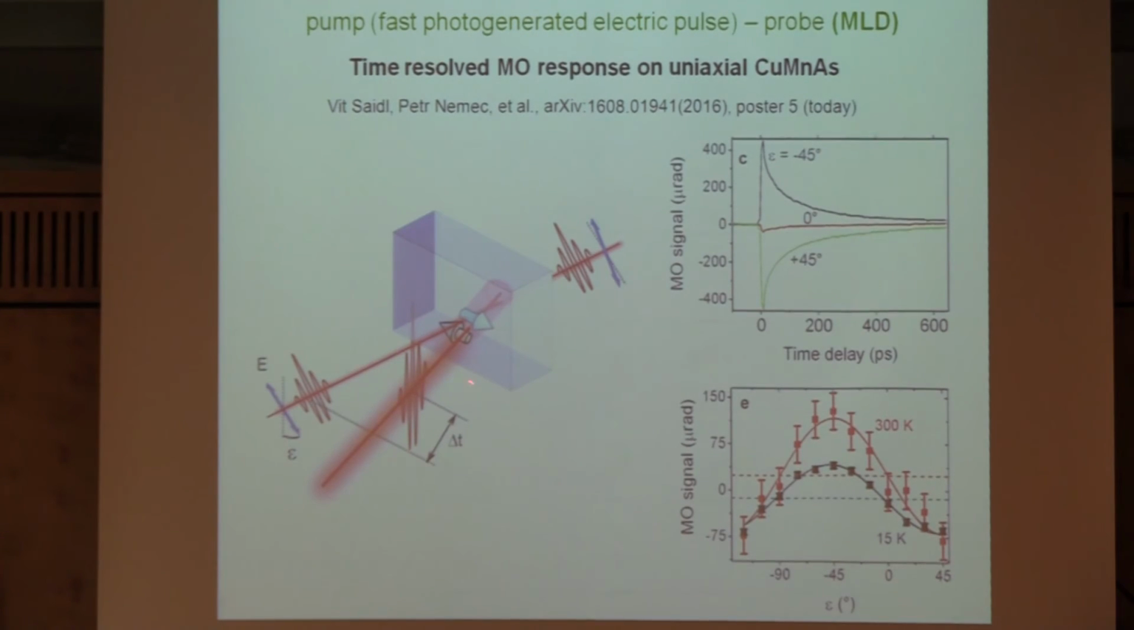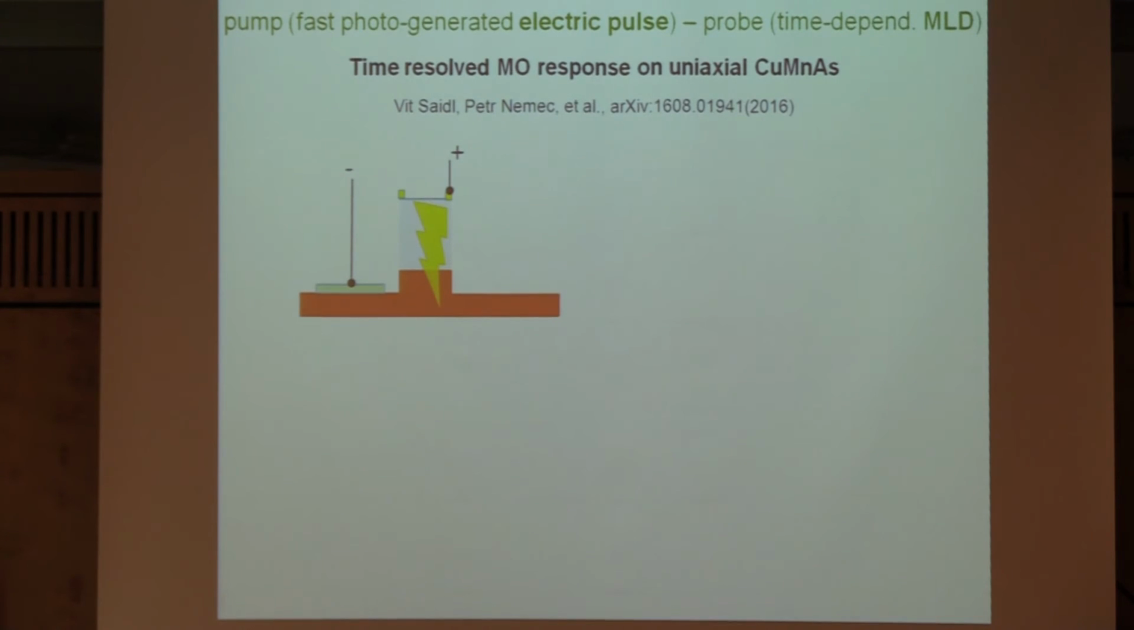The detection could also be done optically, so one can think about pump-probe experiments. There is a poster by Peter Nemec and Wiet Seitel. They measure the linear dichroism of copper manganese arsenide optically and identify this as a time-dependent signal. So it is possible to apply this fast diode approach with the magneto-optical detection of the linear dichroism.